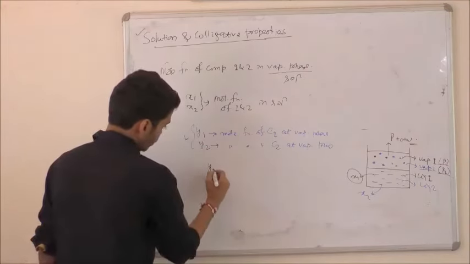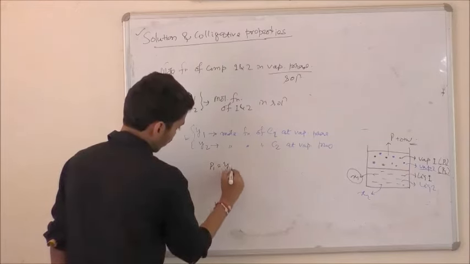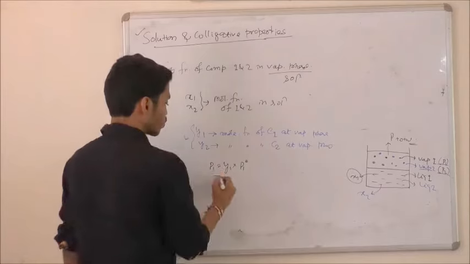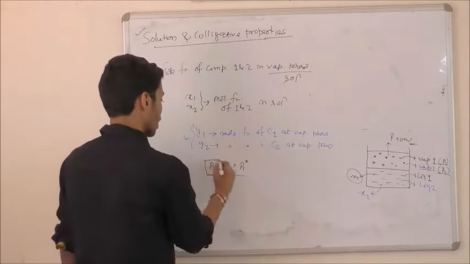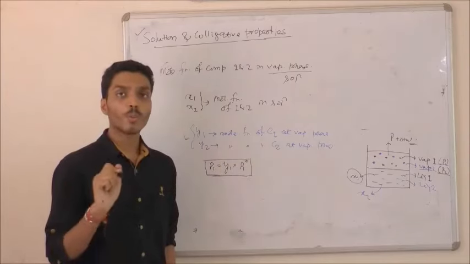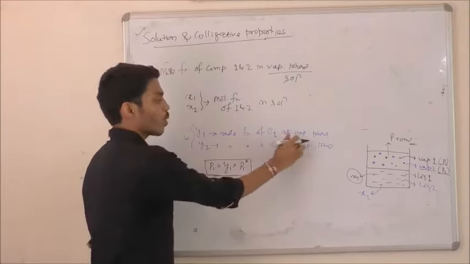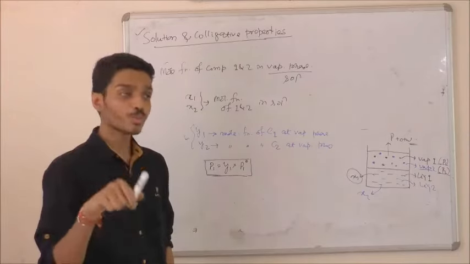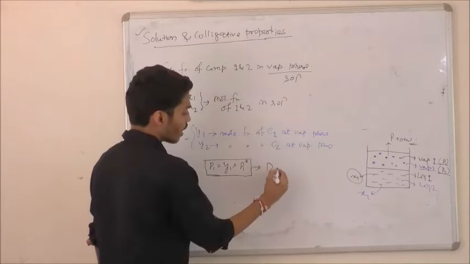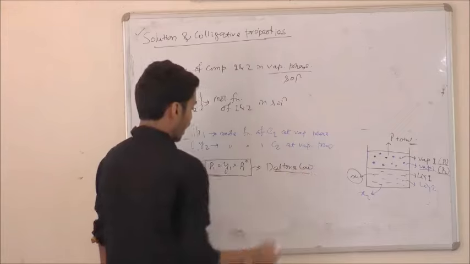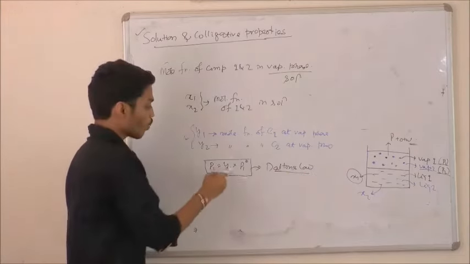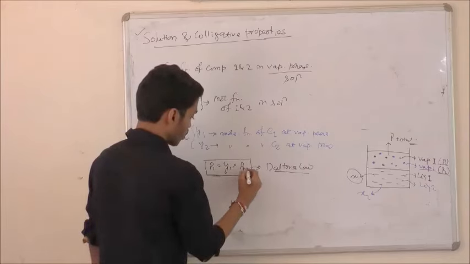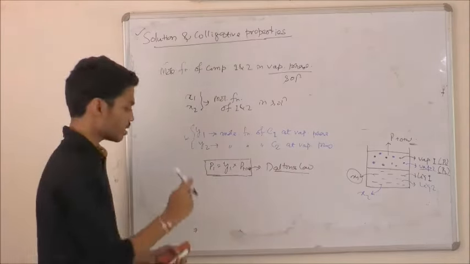Now if I write P1 equals y1 into P1 naught, is it right guys? See this. What is P1? P1 is the partial vapor pressure due to component 1 in vapor phase. What is y1? Mole fraction of component 1 in vapor phase. And what is P1 naught? Pressure due to component 1 in its pure state. And this is true due to Dalton's law. According to it, partial pressure of a gas equals mole fraction of that gas into total pressure. Sorry, it is actually not P1 naught, it is P total.